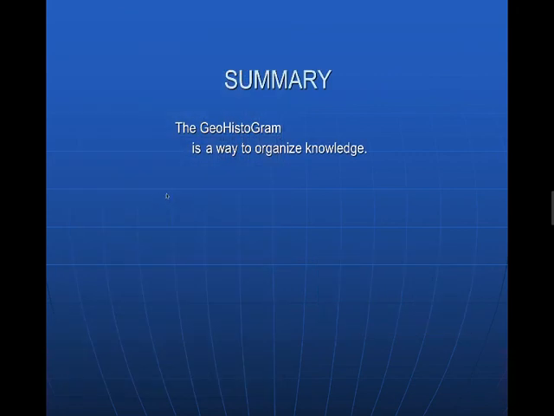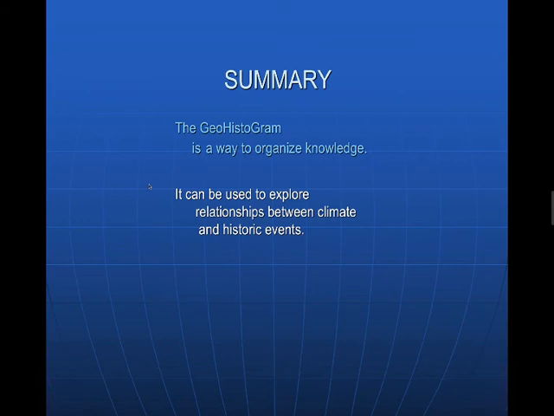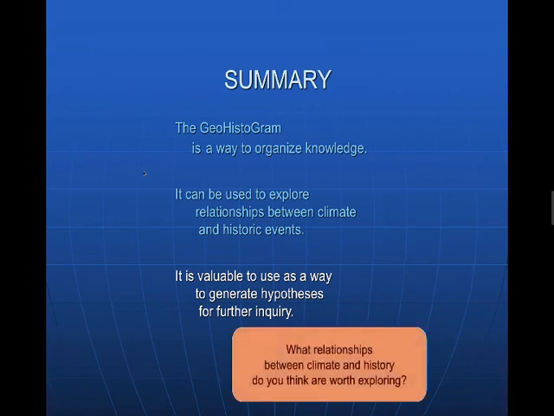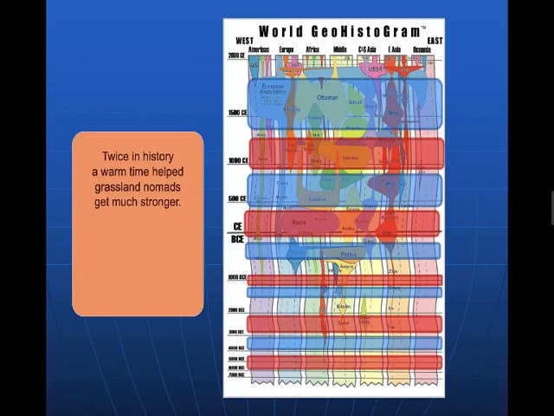In other words, the geohistogram is a way to organize knowledge. It can be used to explore relationships between climate and historic events. And like I say, there's a whole printed activity and a separate PowerPoint about that. It's very valuable as a way to generate hypotheses for further inquiry. Like, what really is the relationship between climate and Roman history? And how could we go about exploring that?